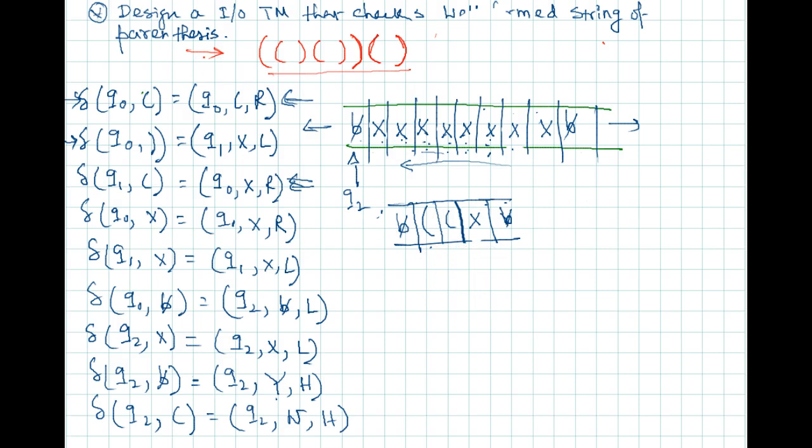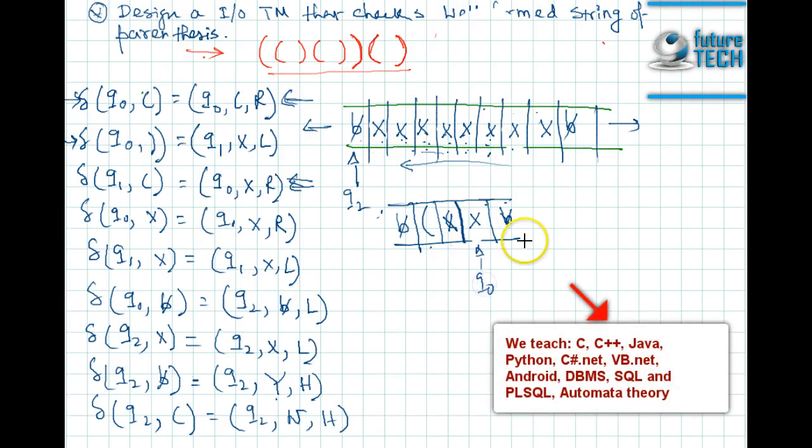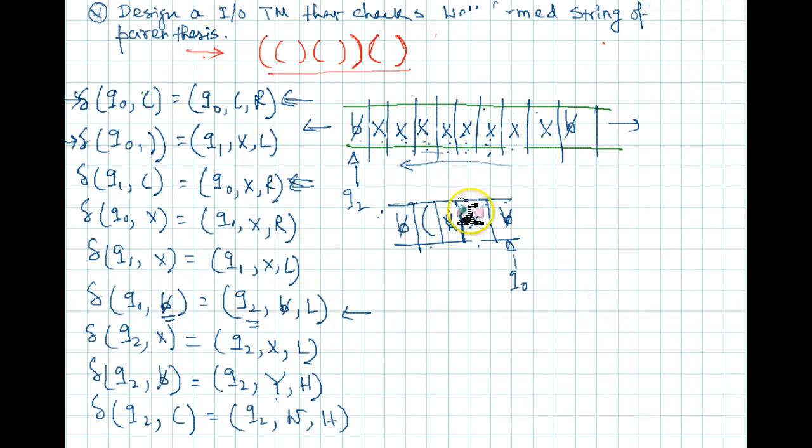We go to Q1 and start moving left in search of an opening bracket. So we get an opening bracket here, so we again put an X here and change the state to Q0 and start moving right. So here in Q0 we get X, we go to right. In Q0 we move right and we encounter a blank space here. Now in Q0, if we get a blank space, then we change the state to Q2 and start moving left in search of a blank space towards left.